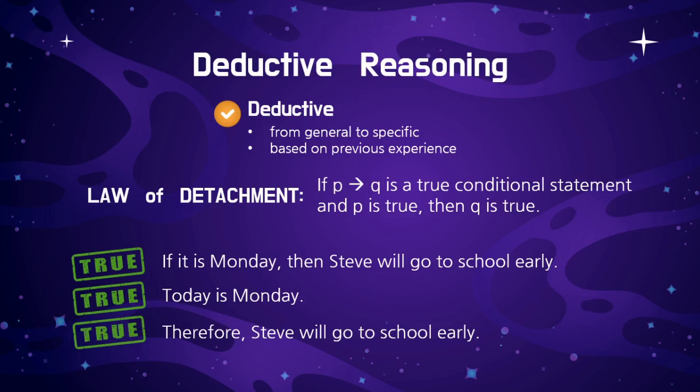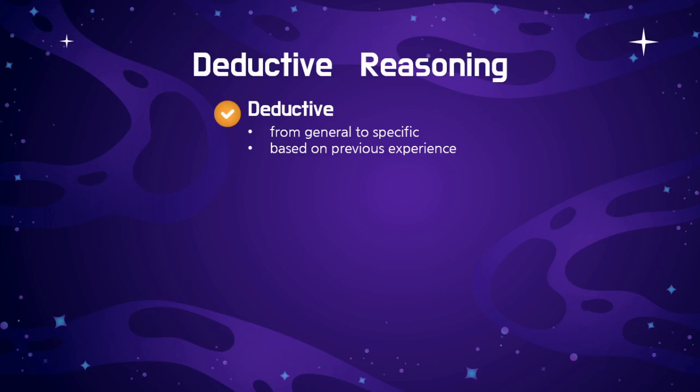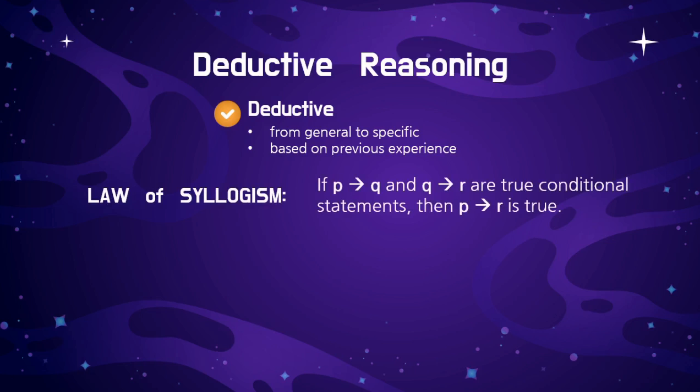Yan. So, how about another law under deductive reasoning? We have the law of syllogism. Okay, this law states that if P implies Q and Q implies R are true conditional statements, then P implies R is true. Diba? Para lang siyang train. Diba? Dugtong-dugtong. P implies Q daw. Tapos yung Q, which is our conclusion, pag naging siya yung hypothesis Q implies R, then pwede nating i-connect yung P and R. P implies R.